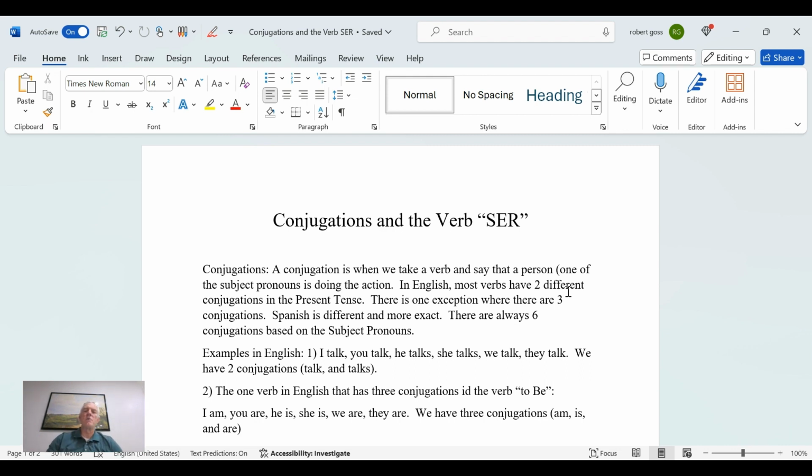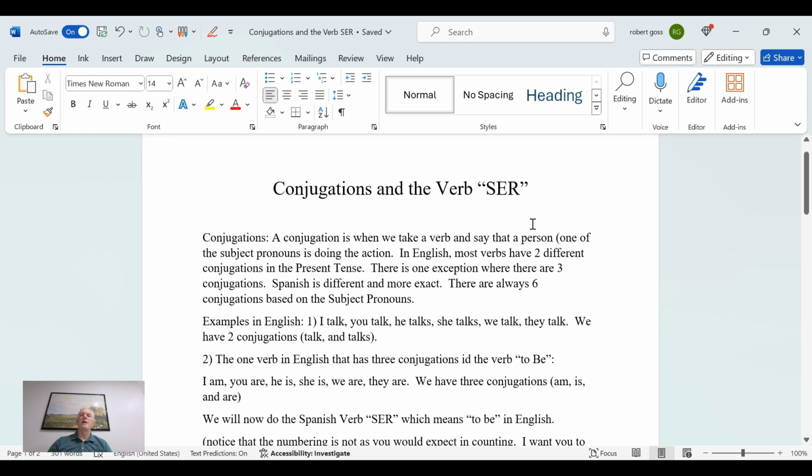A conjugation is when we take a verb and say that a person, one of the subject pronouns that we've practiced before, is doing the action. In English, most verbs have two different conjugations in the present tense. In other words, we use two different spellings of that verb when we're using the present tense. Now, there's one exception where we use three conjugations, or three different spellings of that verb, in the present tense. And that is with this verb ser, or the verb in English to be.